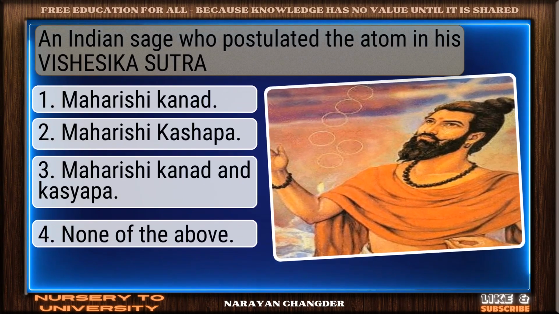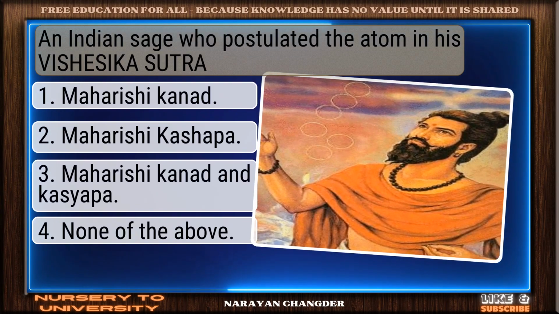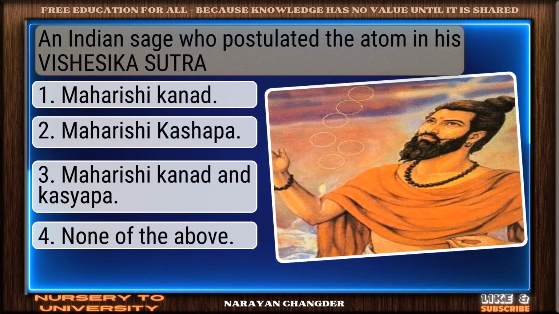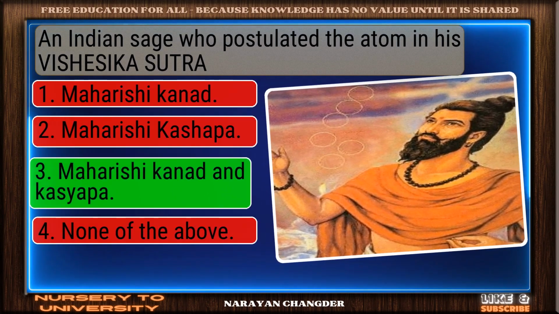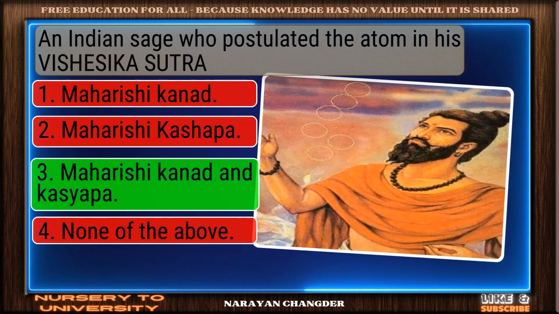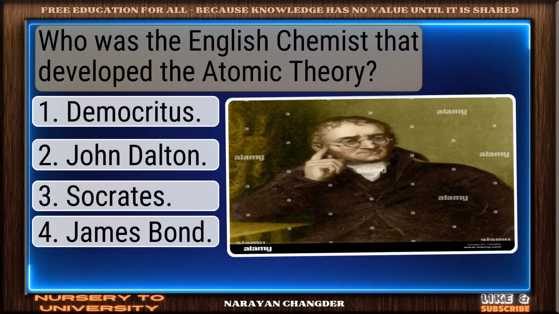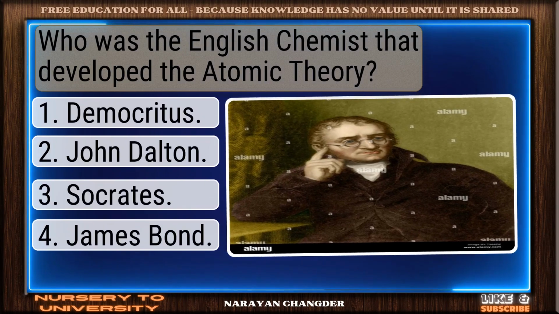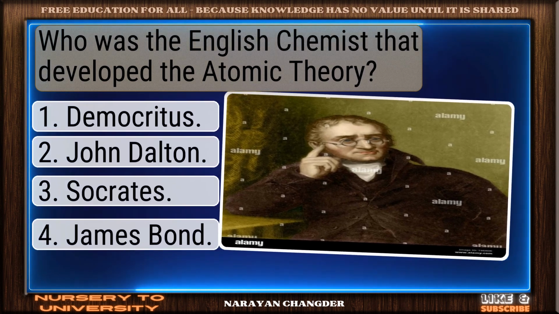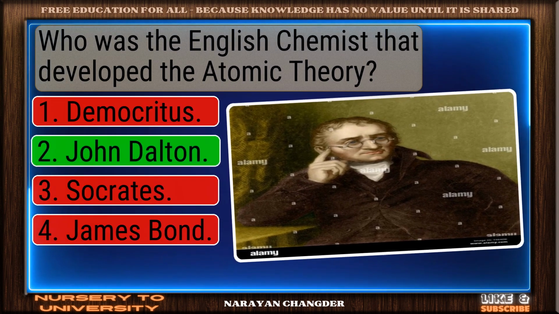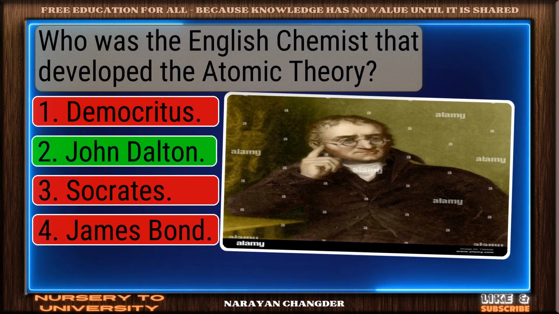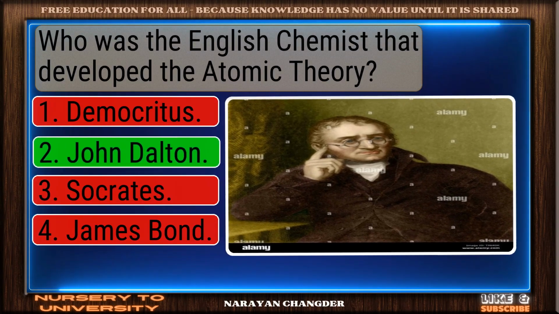Question number 92. An Indian sage who postulated the atom in his Vaisheshika Sutra. Smart move. Maharishi Kanad and Kashyapa is an accurate answer. Question number 93. Who was the English chemist that developed the atomic theory? You're right. John Dalton is the correct answer.